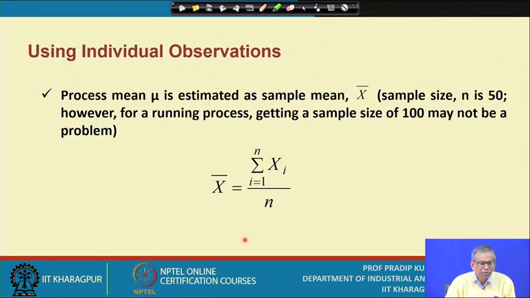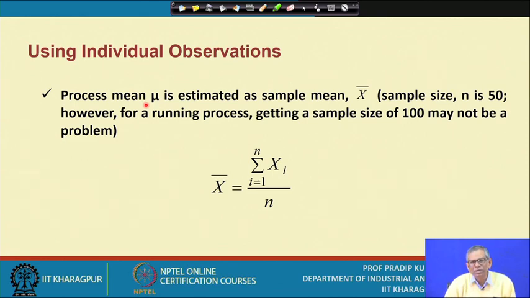Now, let us talk about estimation of the process mean. The process mean, the notation is mu, and as you may be knowing, we always say that the process mean remains unknown. That means it is never known. What you can do is get a good estimate for the process mean. Now, how do you get a good estimate?